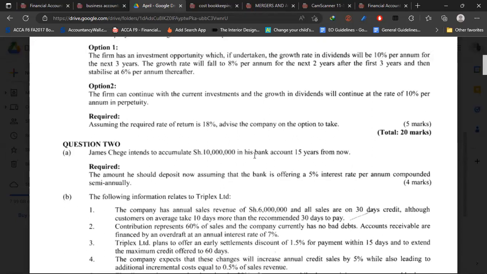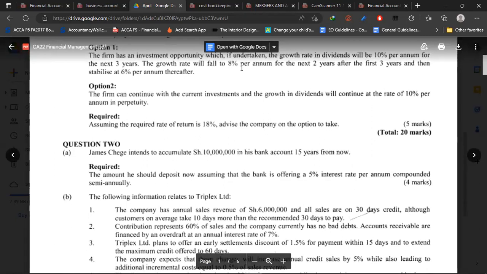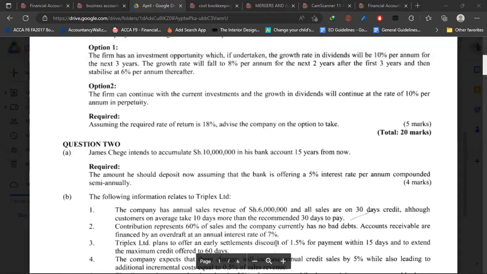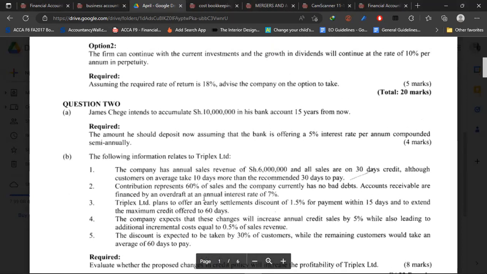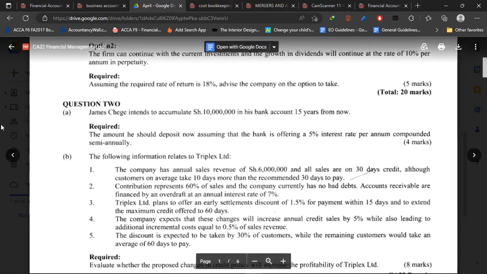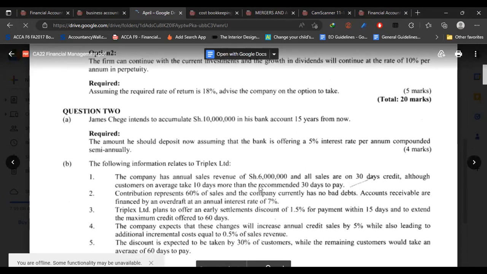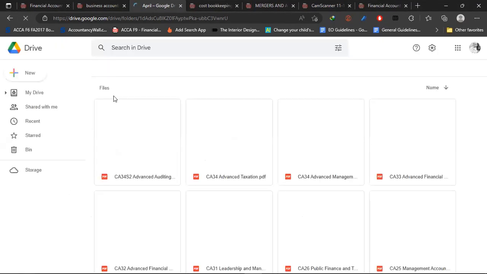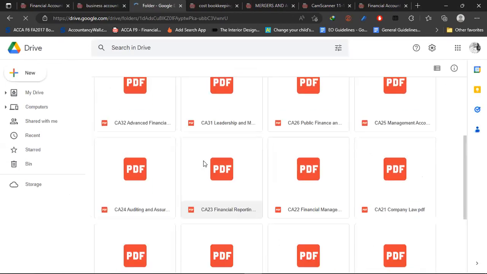Question 2A. Someone can read for us. James is intending to accumulate 10,000 shillings. A minute, a minute.